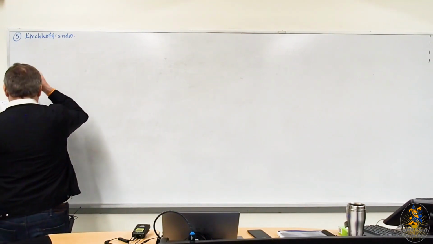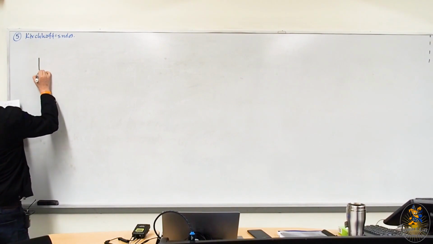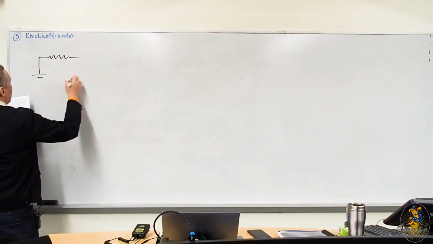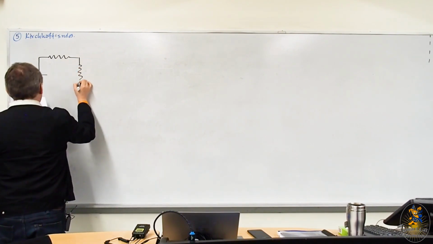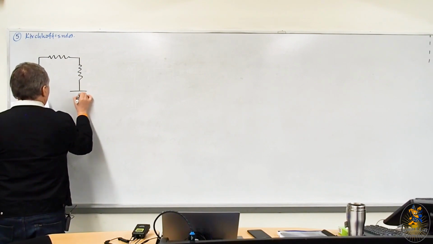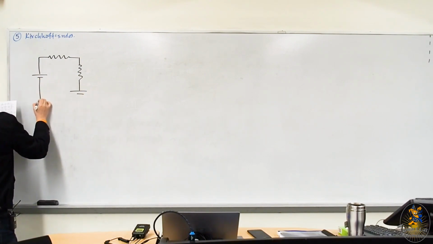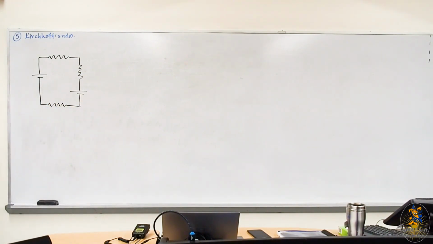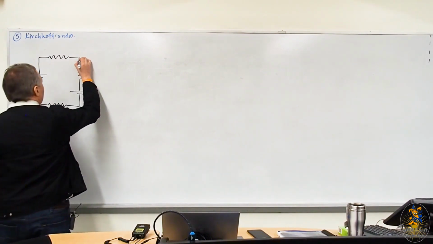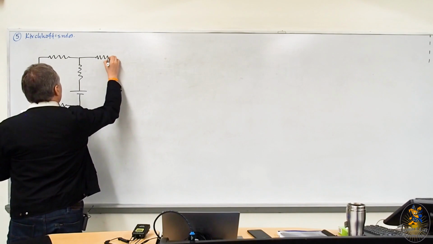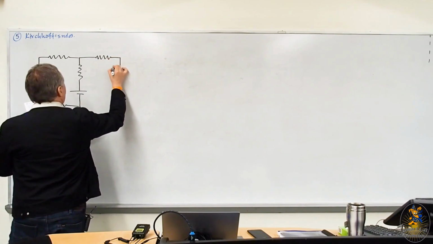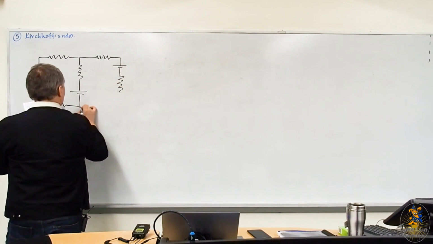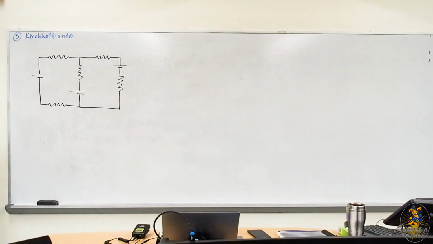So let's analyze this circuit. So first, there is a battery, then resistor, again, multi-loop, then resistor, then another battery, then more resistors. First loop, then second will be here. So again, resistor, another battery. Yeah, that's it.